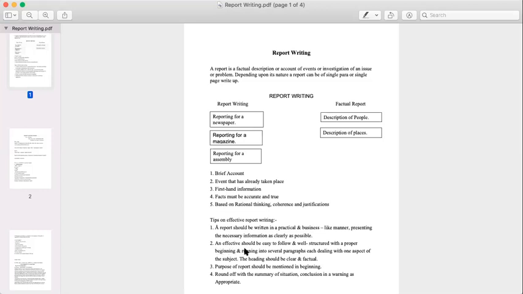An effective report should be easy to follow and well structured with a proper beginning and running into several paragraphs, each dealing with one aspect of the subject. The heading should be clear and factual. The purpose of the report should be mentioned in the beginning. Round off with the summary or situation conclusions in writing as appropriate, which means we have to conclude the report.